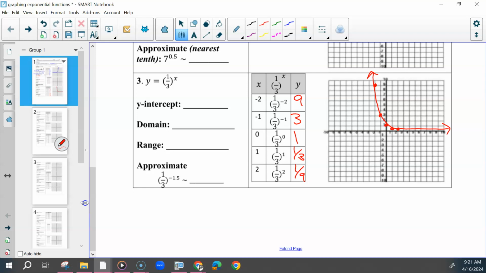What would the y-intercept of this one be? 1, (0, 1). What would the domain of this be? Our range, where would that start? If you can answer where this starts. What's our lowest y value?